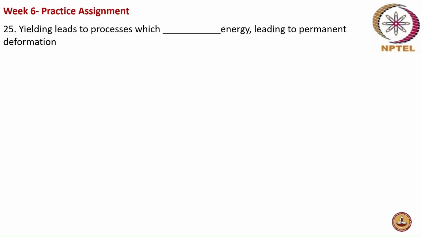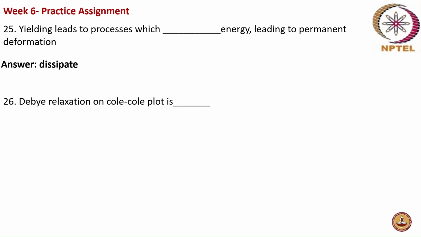Fine. Next, yielding leads to processes which dash the energy, leading to permanent deformation. Dissipation of energy. Yes. So there is a dissipation of energy. Since there is a permanent loss of some energy, there is a permanent deformation. There's no energy for the material to come back to its original state.